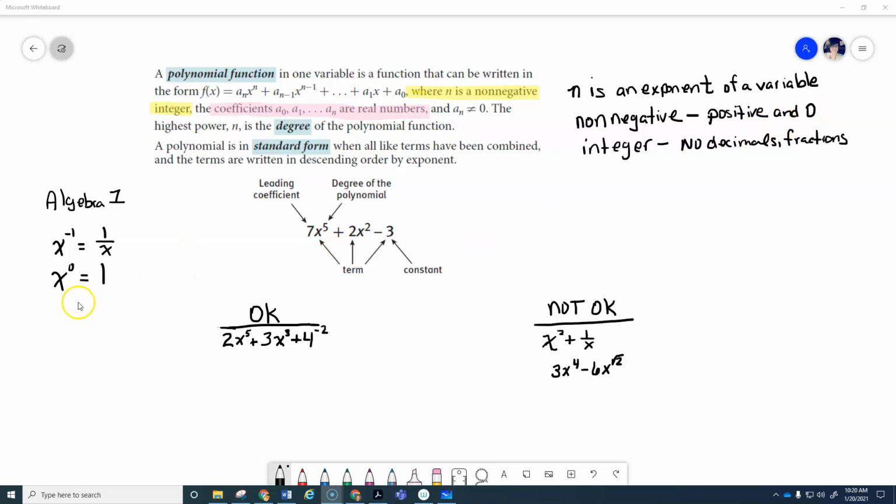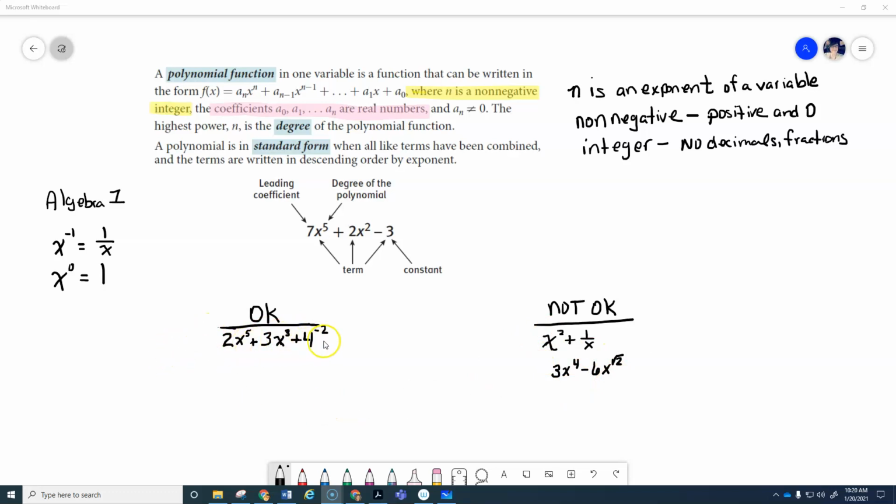Now, I do want to remind you of something that you learned in Algebra 1. In Algebra 1, you learned that anything raised to the 0 power has a value of 1, and you also learned that negative exponents can be rewritten as a fraction, where this variable right here has an exponent of -1 that can be rewritten as 1 over x to the positive 1. So these two rules right here are going to be necessary to be able to correctly identify things that are okay and things that are not okay.